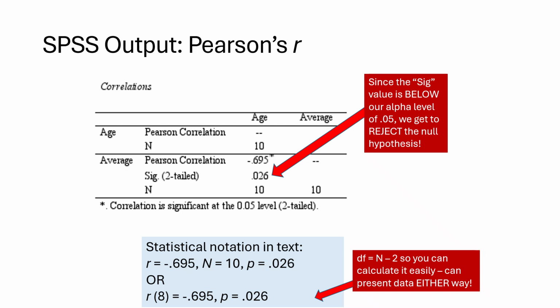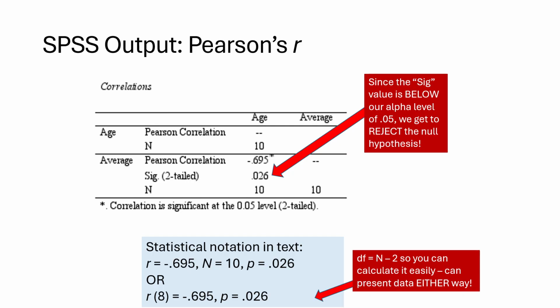And so we will see our correlation coefficient is negative 0.695. Our sig value or p-value is 0.026. Since that's below 0.05, it is significant. So there is a relationship between age and average number of sodas consumed. And it's a negative correlation, meaning as you get older, you drink less caffeine or less sodas.